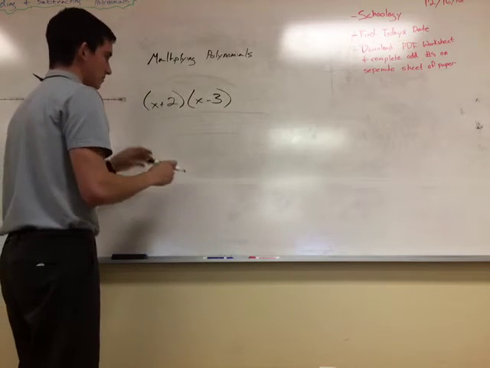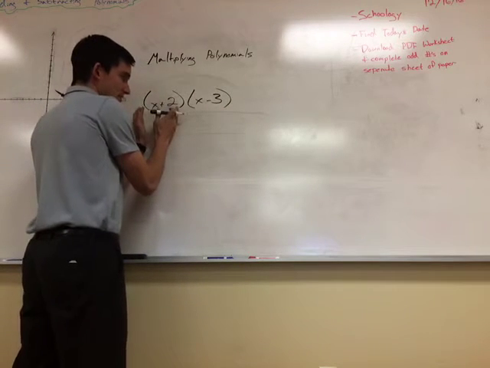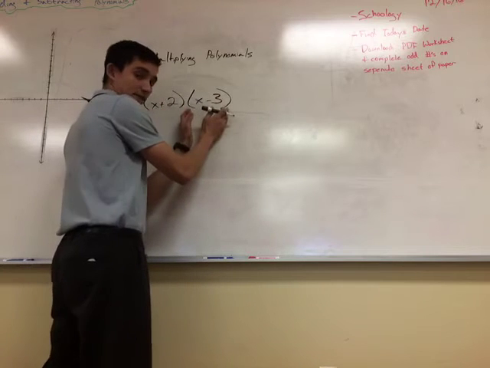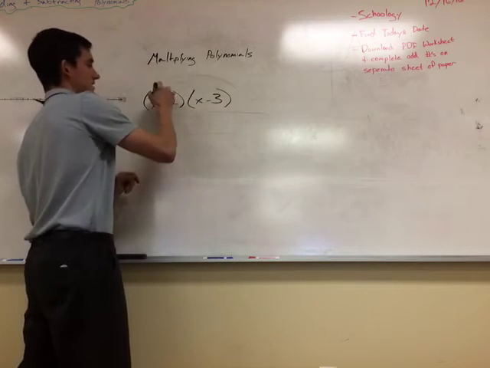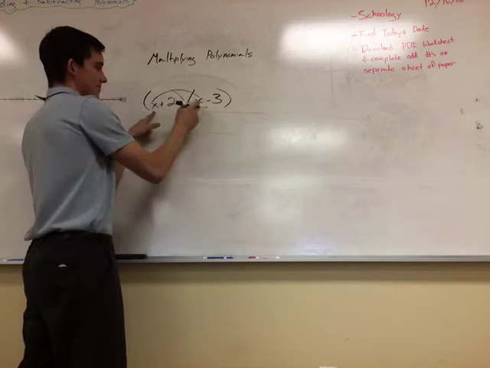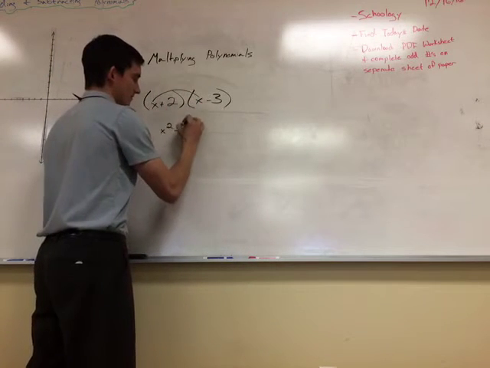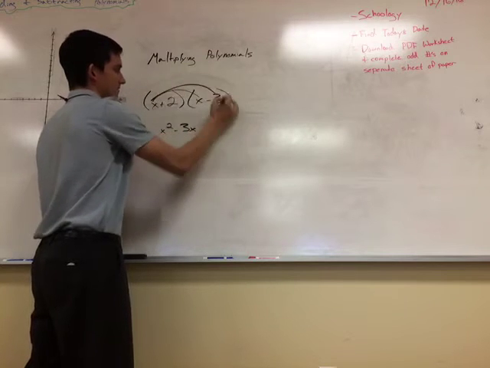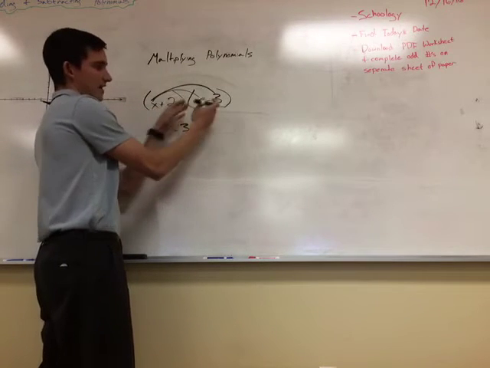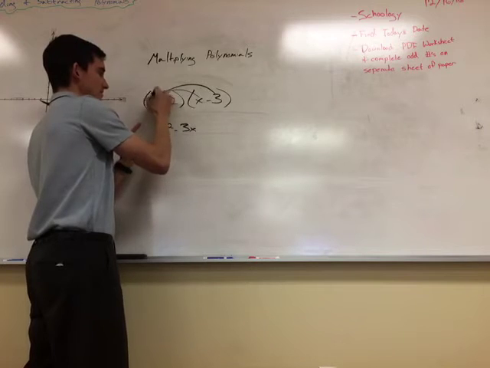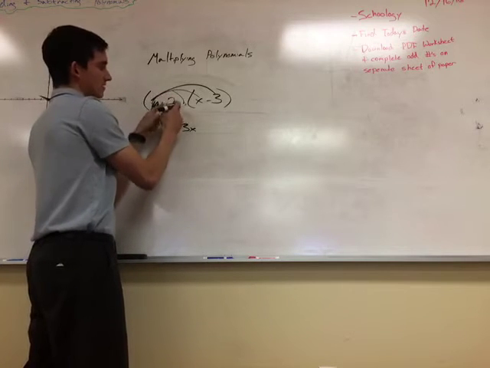So when I multiply this, I want to make sure that every term in this parentheses is multiplied by every single term in this parentheses one time. So I have x times x is x squared, and x times negative 3 is negative 3x. So x has been multiplied by every term in here one time. So I'm done using this. Now let's go on to this one.